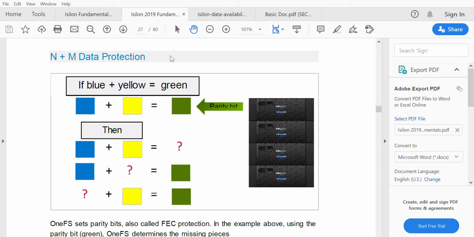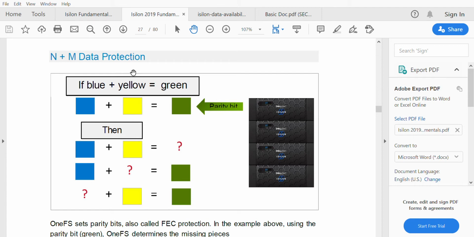Hello. So in this video, we'll be seeing about the data protection in Isilon. Isilon uses a RAIN concept for data protection, redundant array of independent nodes. Basically, the data is striped across the nodes in Isilon. The data does not get saved on one particular node, whereas it gets saved across the nodes, and they use the parity method for saving the data.